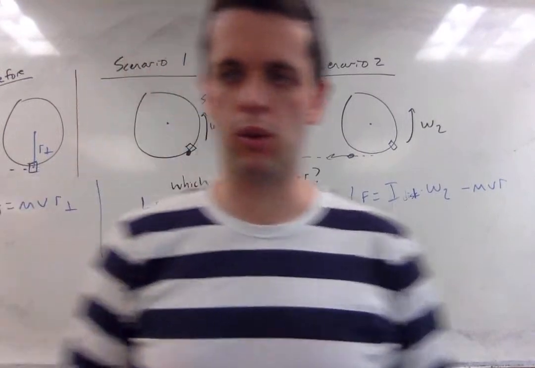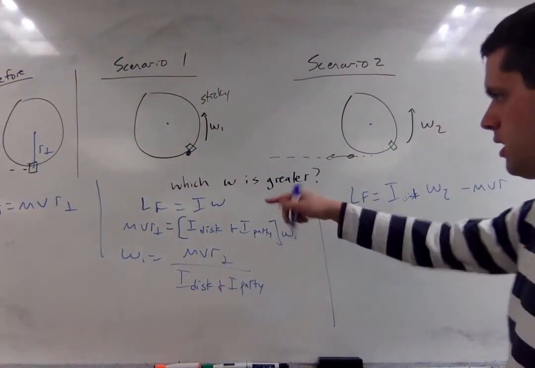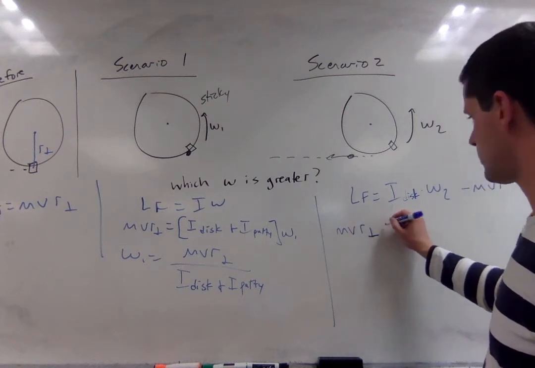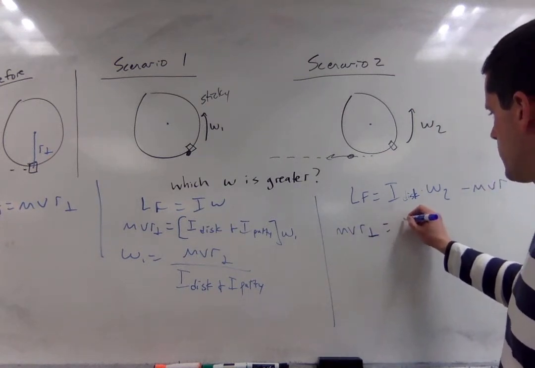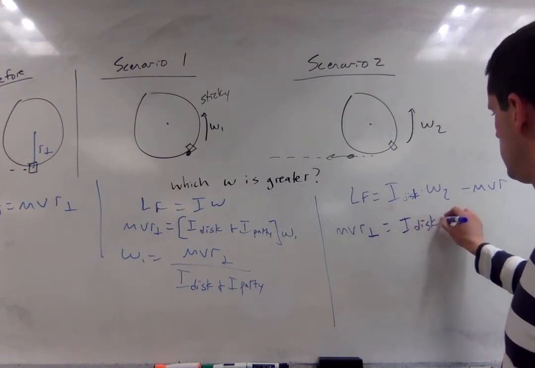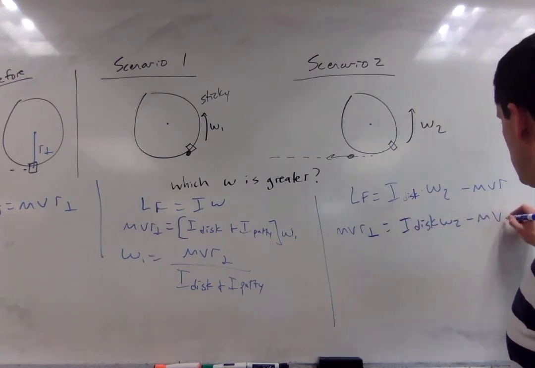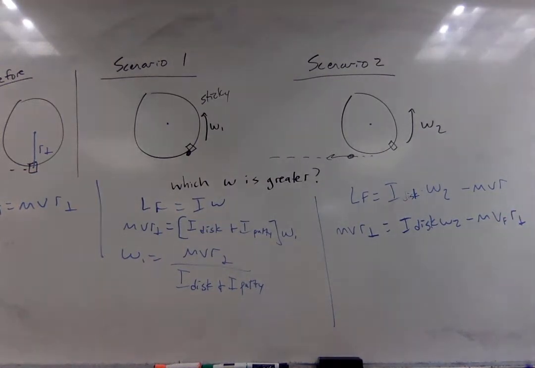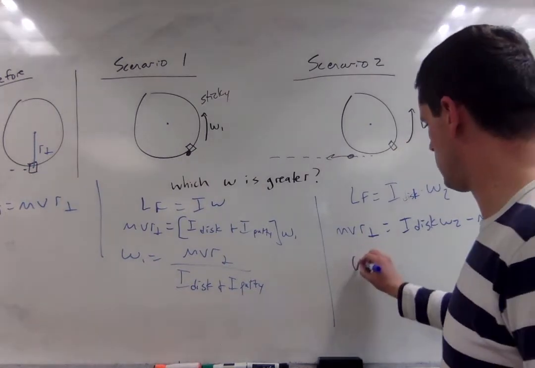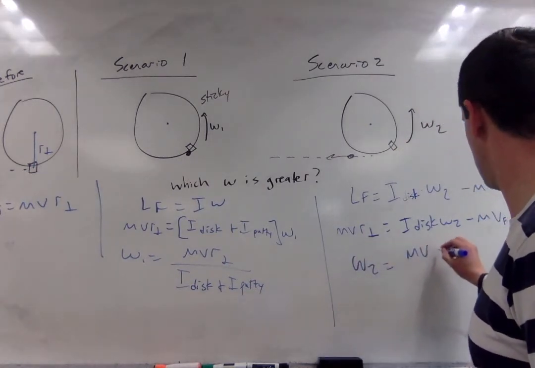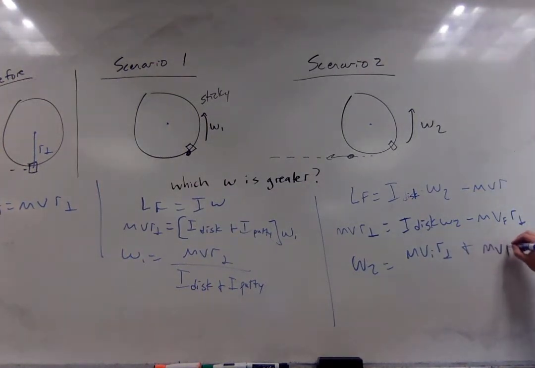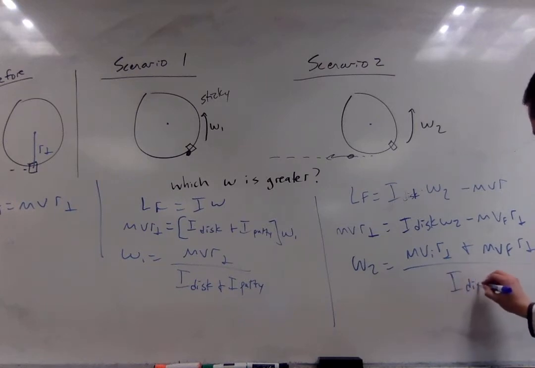Okay, so I'm going to just move this over a little bit. All right, so if we plug in our initial condition, then we had m v r perpendicular equals I disk omega 2 minus m v final times r perpendicular. So if we go and solve for omega 2, we get that omega 2 is equal to m v initial times r perpendicular plus m v final times r perpendicular, divided by I of the disk.